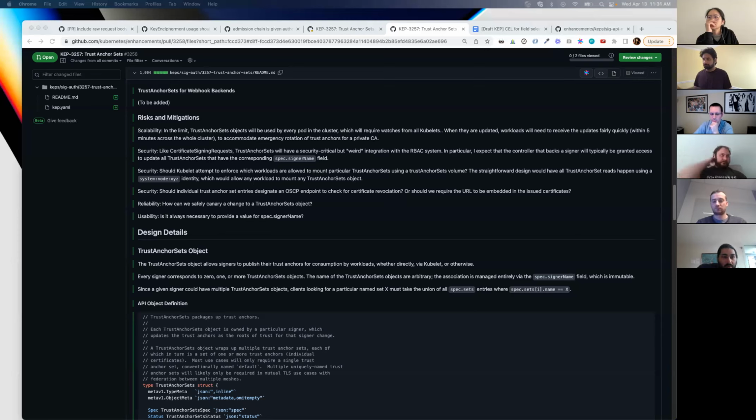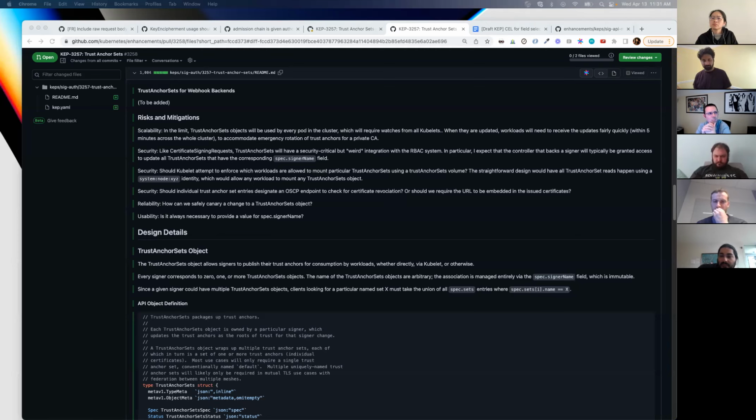For the last two, reliability: how can we safely canary a change to a trust anchor sets object? This is a question from Matt Hildebrand. It's basically what he's asking is, we're rotating the roots that back our signer, and the current mechanism lets us add a new root and it gets propagated everywhere. So it's possible to do the rotation safely, assuming none of our software freaks out and blows up because of the new root we added.